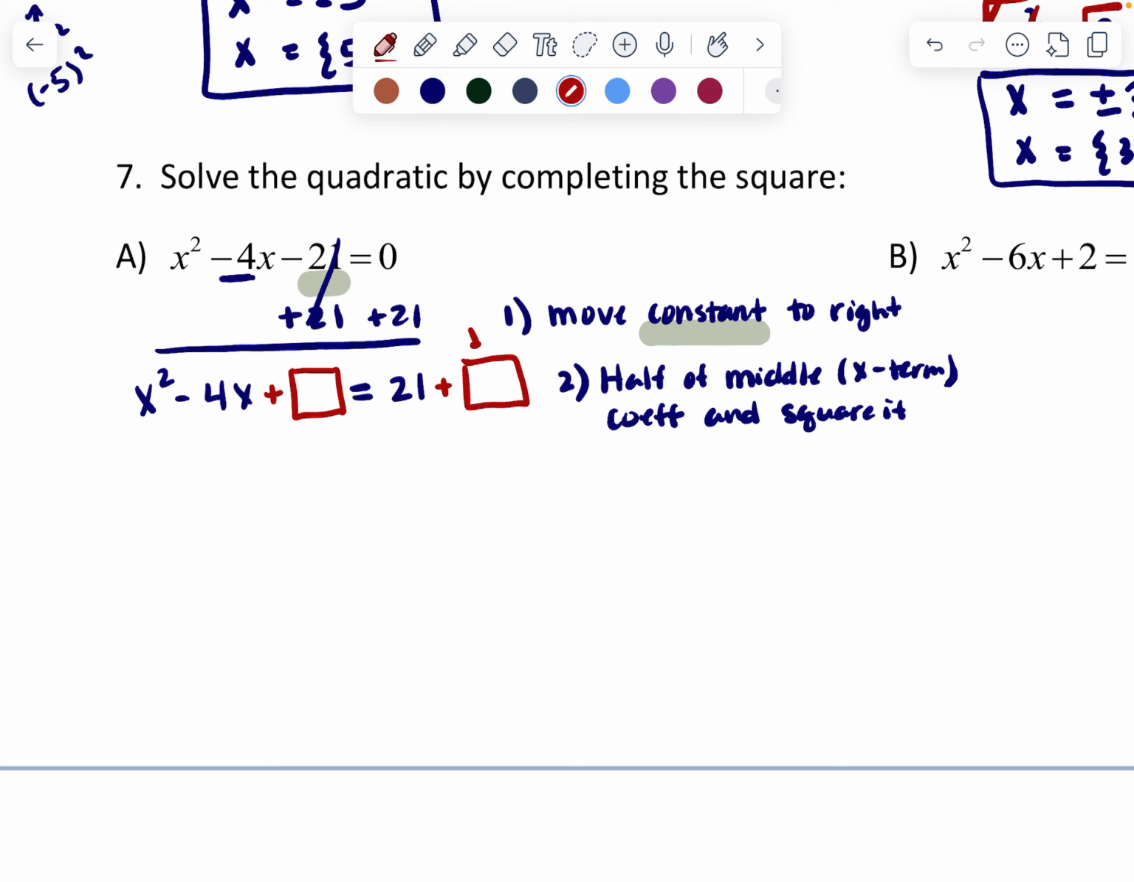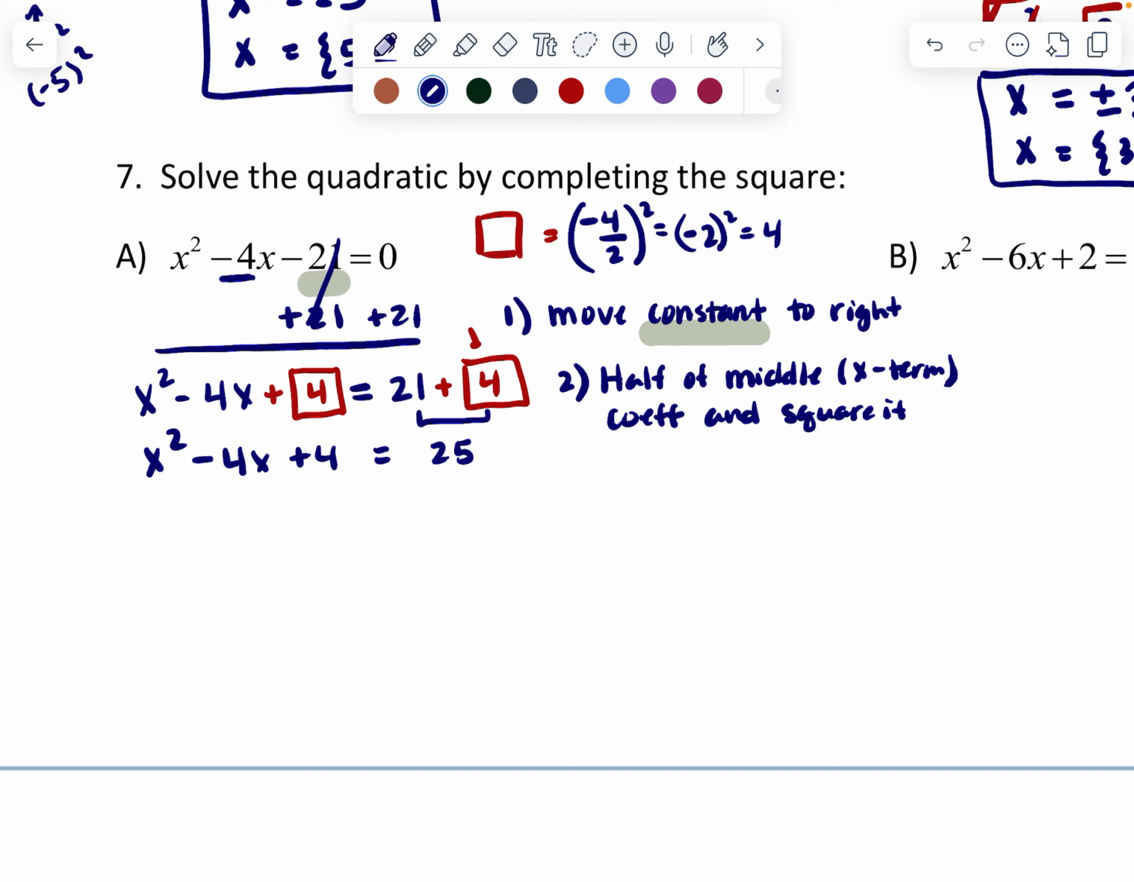So I'm going to take half of that. So let me do that up here. What's this box going to be? It's going to be half of negative 4, divided by 2, and then I'm going to square it. So negative 4 over 2 is negative 2. Negative 2 squared is just a nice little 4. So what goes in these 2 boxes? It's going to be a 4, but whatever I add to the left, I also have to add to the right. So now I've got x squared minus 4x plus 4 equals 21 plus 4, which is 25.